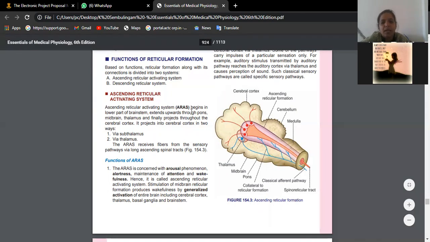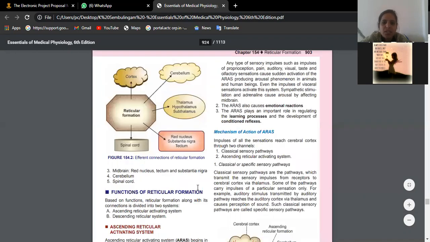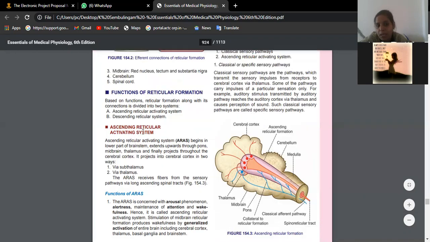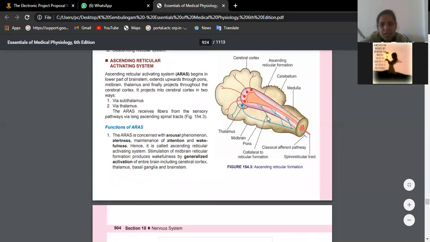the ascending reticular activating system beginning in the lower part of the brainstem, extending through the pons, midbrain, thalamus, and finally projecting into the cerebral cortex. Its journey passes via the thalamus and subthalamus. The function of this activating system, which takes information from the brainstem to the cerebral cortex, is that it is responsible for arousal, alertness, attention, wakefulness.